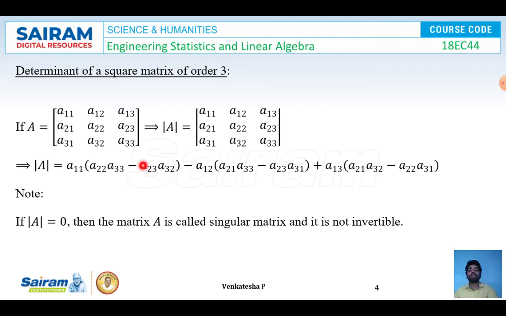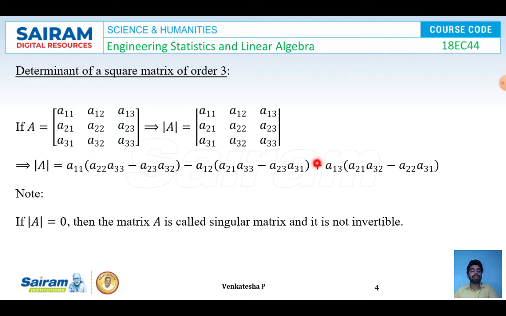So this can be obtained like this. While I'm taking A11, I'm going to ignore the complete first row and complete first column, and take the cross multiplication of A22 A33 minus A23 A32. Next is the alternate sign, minus, into A12 I'm taking here. While I'm taking A12, I'm skipping the complete first row and complete second column. So I got the expansion A21 into A33 minus A23 into A31.